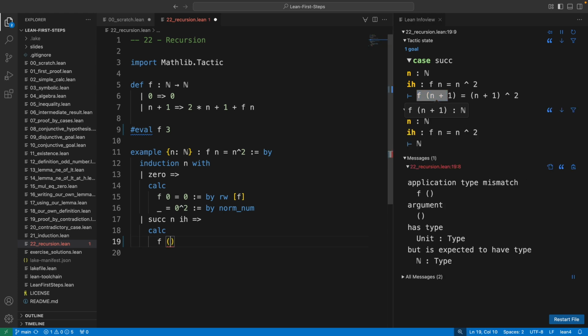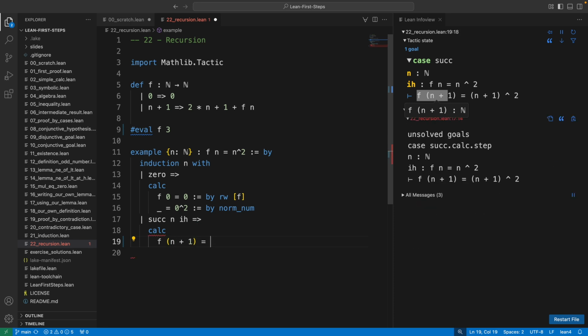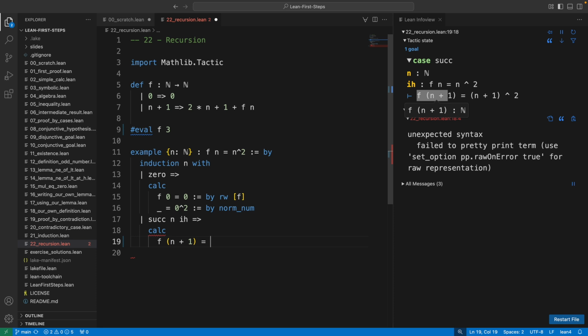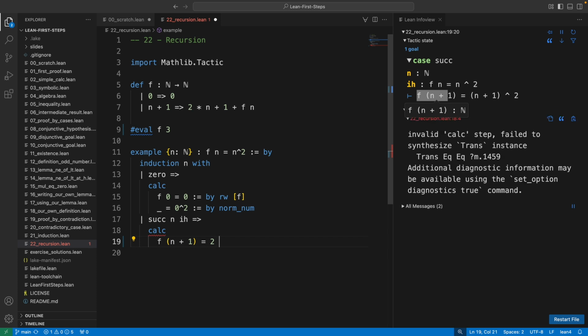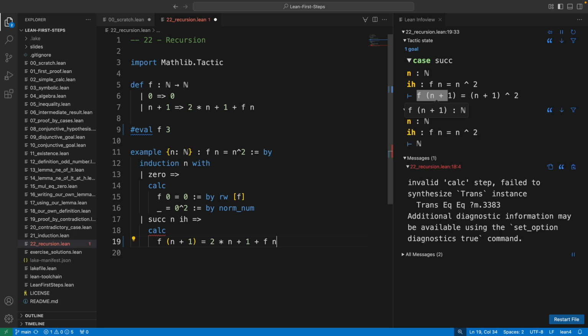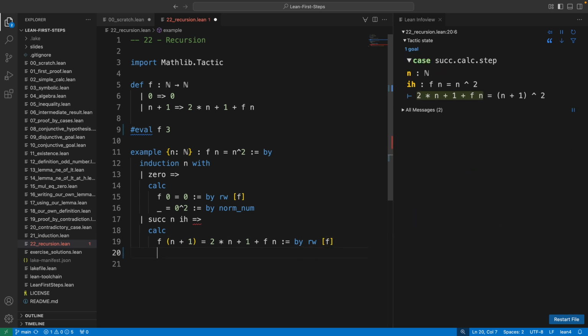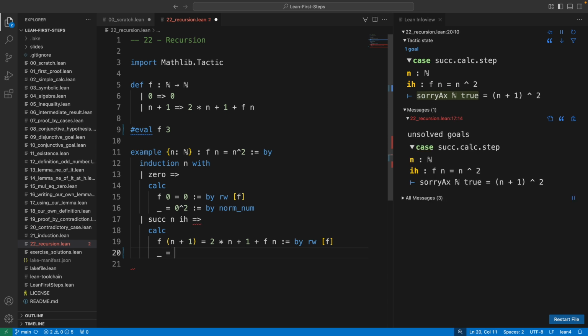So f of n plus 1 equals, and we're going to use the definition which tells us that it was 2 times n plus 1 plus fn, and that's justified by referring to the definition f. Nice. And then we can use the inductive hypothesis.